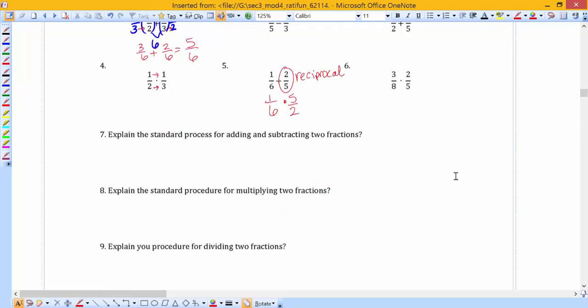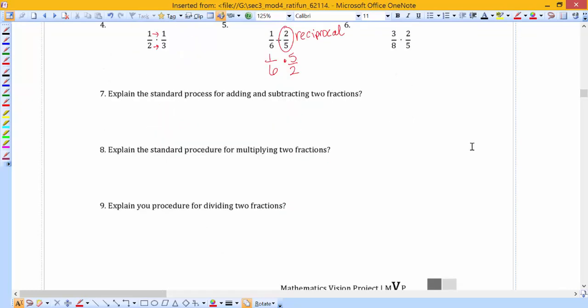And then just think about 7 and 8, 9. What is that process? Like for subtracting and adding, what is the process? You have to have a common denominator, and then you add the numerators, but you do not add the denominators. Things like that. And then do the same thing for multiplying, and then the same thing for dividing. It will make 4.3's work so much easier.